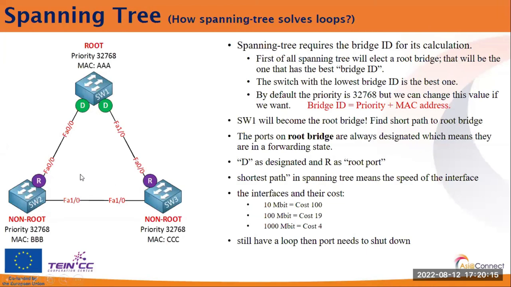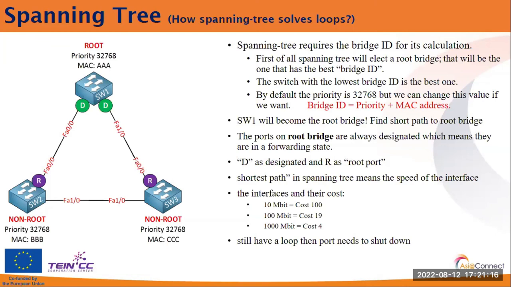Why R? Actually, we use the R to find the shortest path to reach the root bridge. So you can calculate here the path cost. The F0/0 interface is the shortest path to get to the root bridge in this example. Shortest path in spanning tree means it looks at the speed of the Ethernet. Each interface has a certain cost, and the path with the lowest cost will be used. In the overview of the interfaces and their costs, you can see three different costs. For 10 Mbps the cost is 100, for 100 Mbps the cost is 19. These are all the defaults.